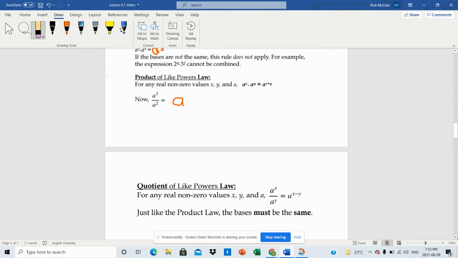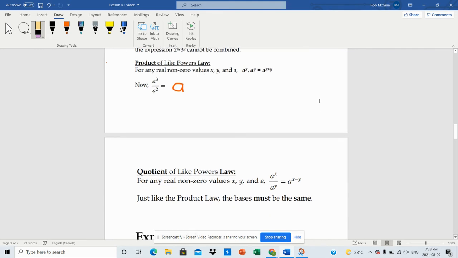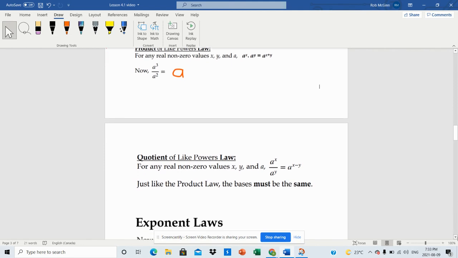All right, so the quotient of like powers law, or quotient law: for any real non-zero values x, y, and a, a to the x divided by a to the y is going to equal a to the x minus y. And just like the product law, the bases must be the same. All right. So we've taken a look at the product rule and the quotient rule.